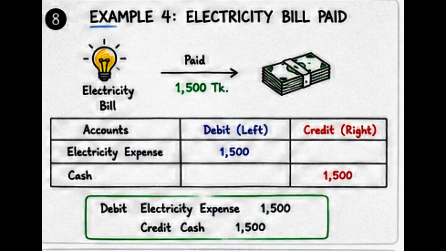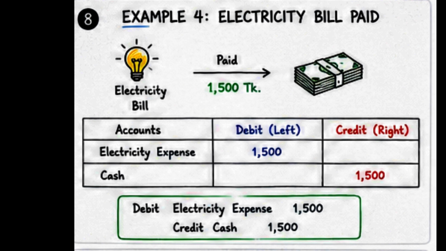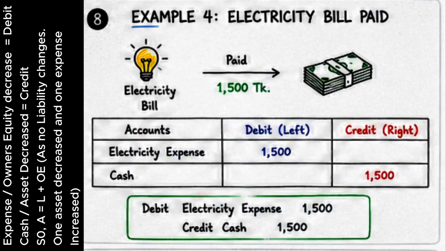Let's break it down with a final example. The business pays an electricity bill of taka 1,500. Electricity expense increased, cash decreased. Here expense increased with debit and cash decreased with credit. The journal entry will be debit electricity expense 1,500 and credit cash 1,500. As the expense increased, our owner's equity decreased, and as the expense was paid with cash, our asset cash decreased. So the equation is leveled again.